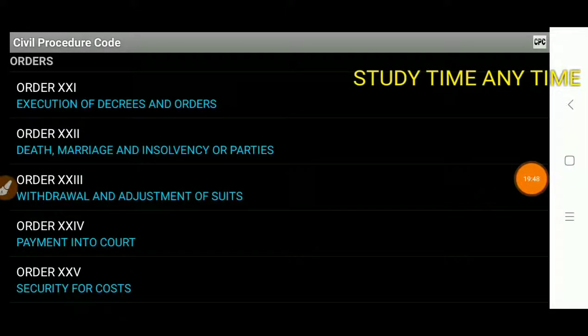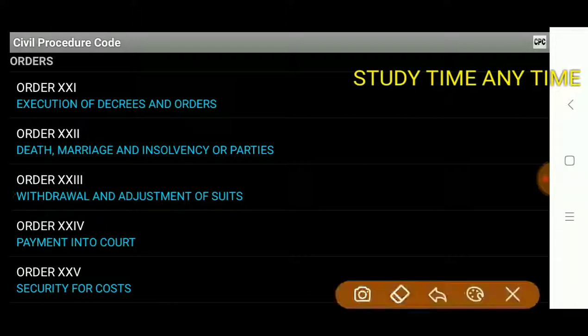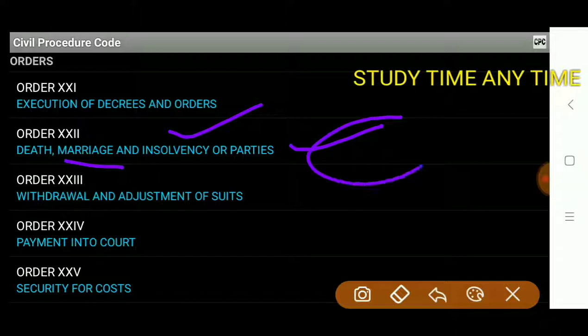Then there is Order 22, that is regarding death, marriage and insolvency of parties. If someone died, who will now represent; in case of marriage, who will come; insolvency. So these are covered in Order 22. The main concern is you just read the heading. You must know what area it covers. If you are talking about death, the death is covered under Order 22.